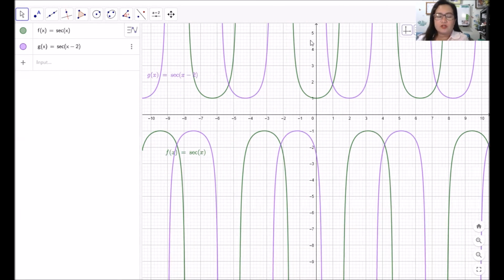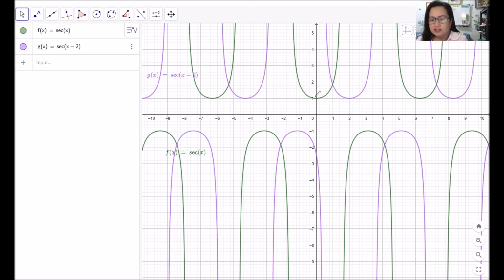Now, what if there is a change in the value of d? Okay, so f of x is here, the green color, then g of x is given by secant of x minus 2. So as you can see, the curve's behavior is still the same. So that means the period is still the same. However, the vertical asymptote has changed, and it's like the graph was shifted 2 units to the right.